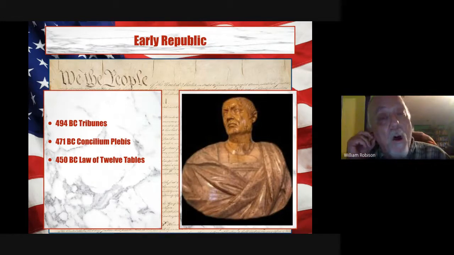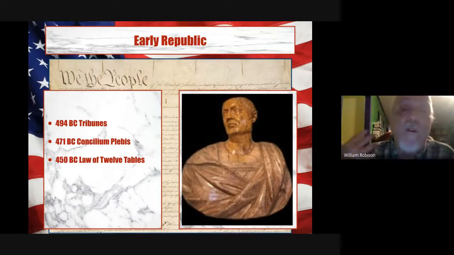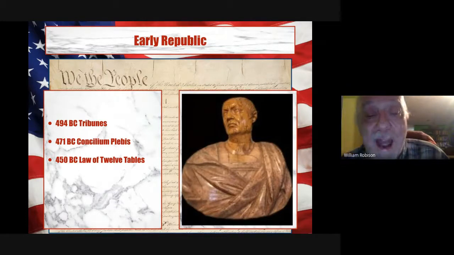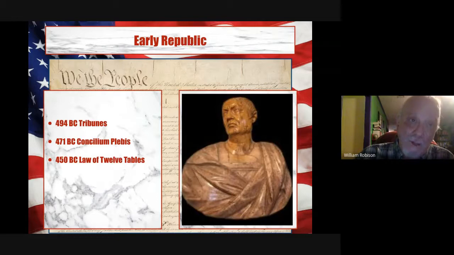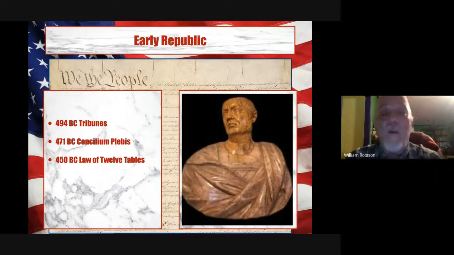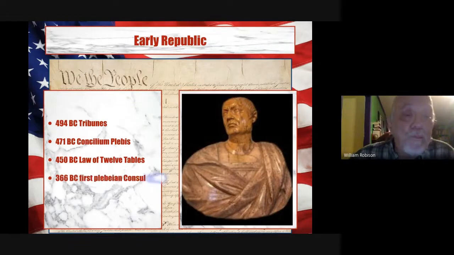They're called the Laws of 12 Tables because supposedly it took 12 wooden tablets to write them down. They were carved into wooden tablets. Now, this doesn't mean that the laws were particularly lenient. Just like with Draco in Athens, the laws remained fairly harsh, but at least they were written down. At least you knew what the law said now if you got into trouble.